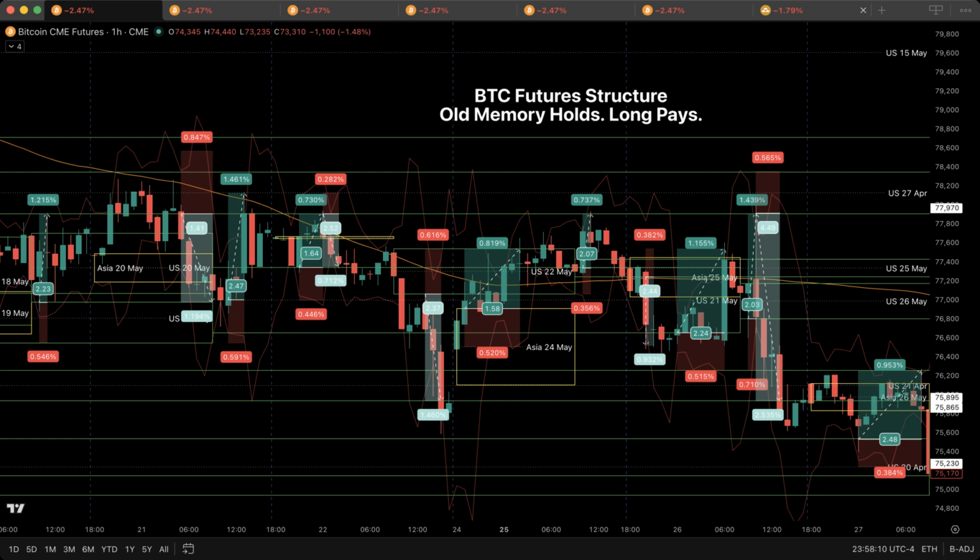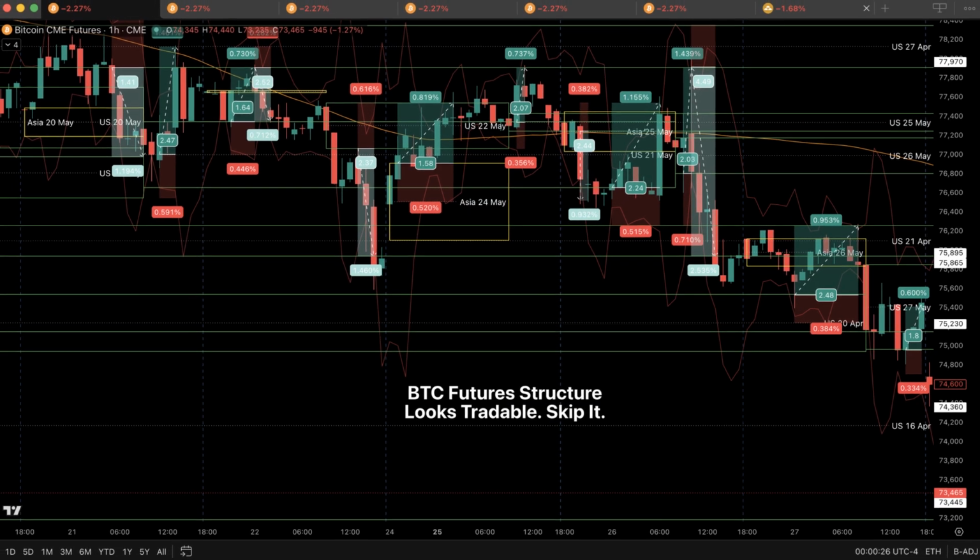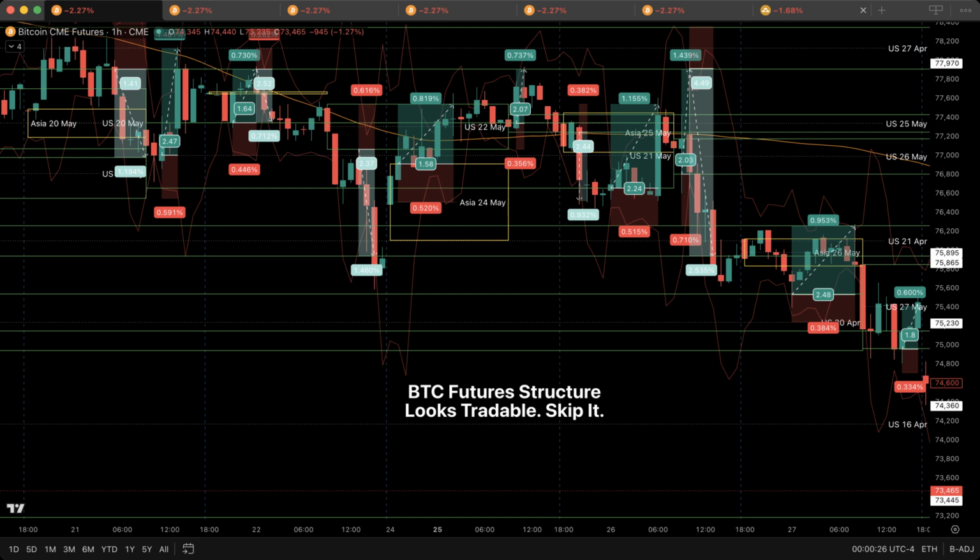midpoint. The target sits at April 21st U.S. upper boundary. Risk-reward ratio 2.48. The trade works because old memory holds. The move pays because the target is real. The entry comes before the obvious recovery. Price reaches. It reacts. It holds. Then, the long begins.